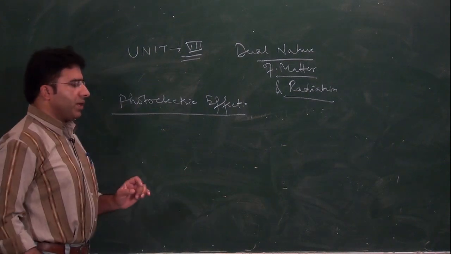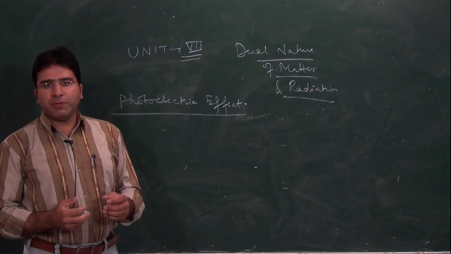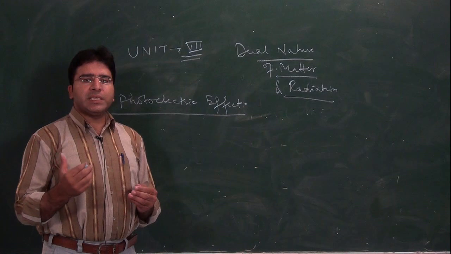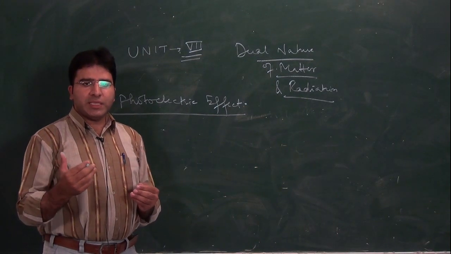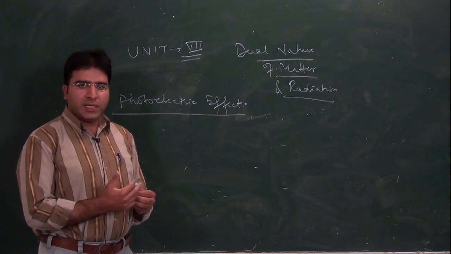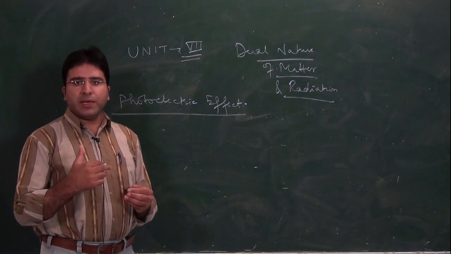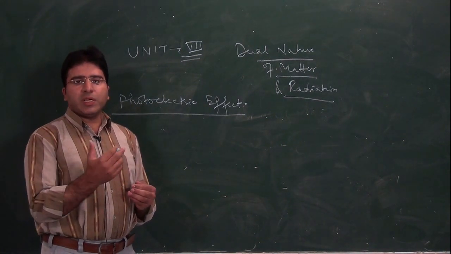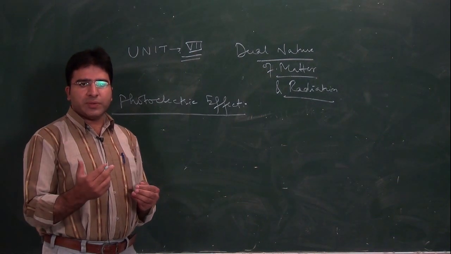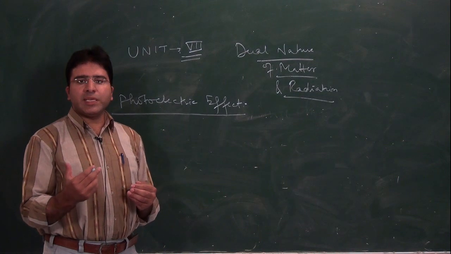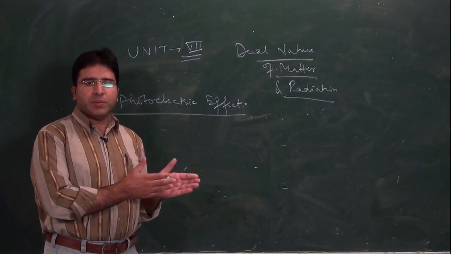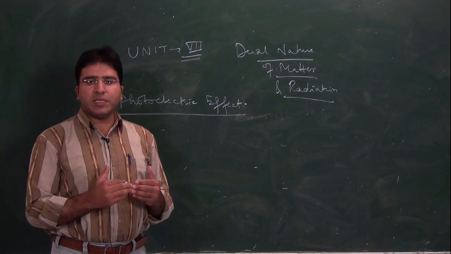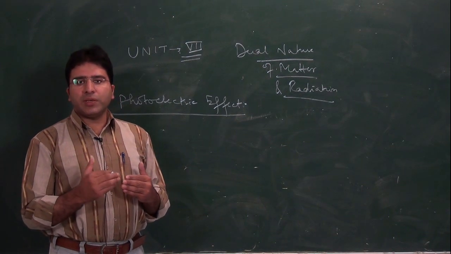Now, what is the photoelectric effect? The photoelectric effect, by definition, is an interaction of matter and radiation, in which light is incident on some metal surface. If the light is energetic enough, it extracts electrons out of the metal surface. The electrons which are ejected out of the metal surface because of this light exposure, we call photoelectrons, and this effect is called the photoelectric effect.